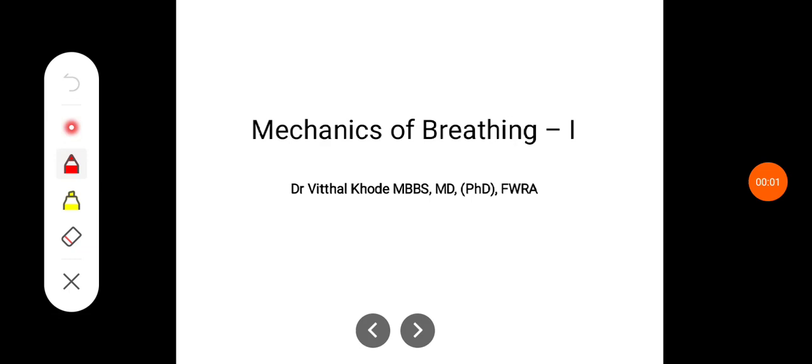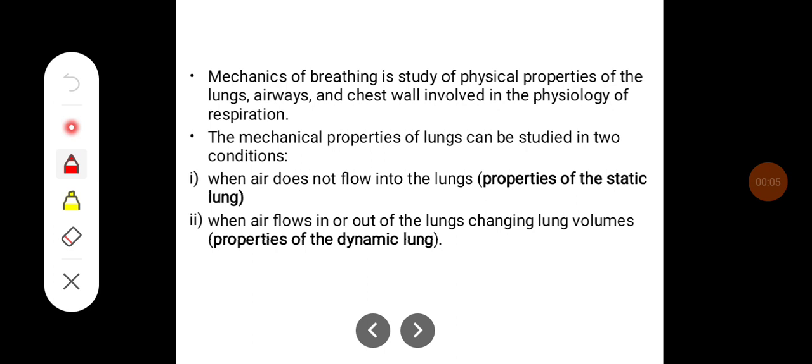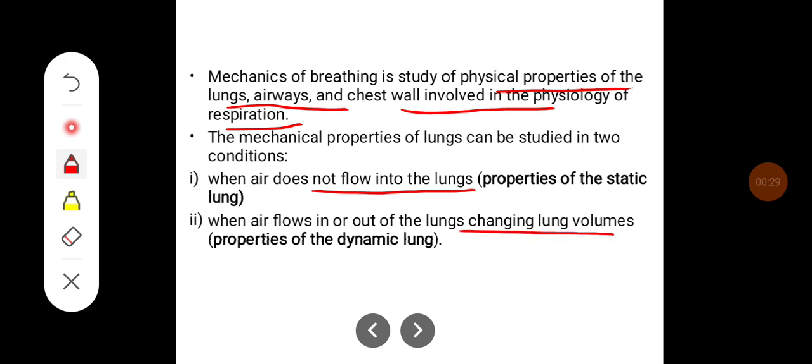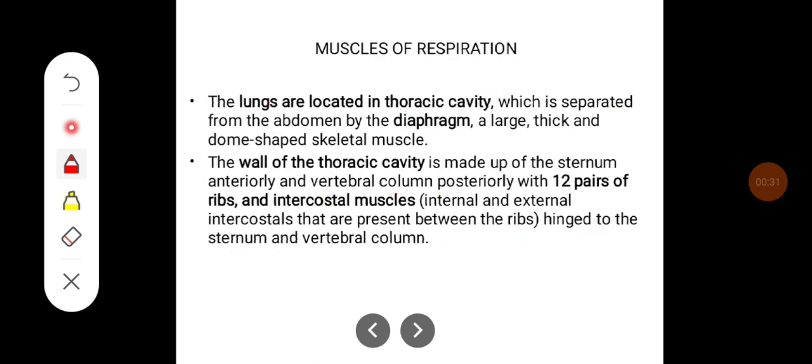Everyone. In this class, we'll try to learn about mechanics of breathing. Mechanics of breathing is a study of physical properties of lungs, airways, chest wall involved in the physiology of respiration. The mechanical properties of lungs can be studied in two conditions. When air does not flow into the lungs, that is the properties of static lung, and when air flows in or out of the lungs, changing the volumes, that is the properties of dynamic lung.